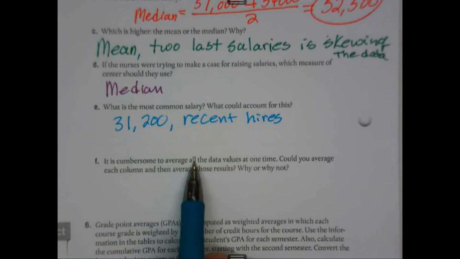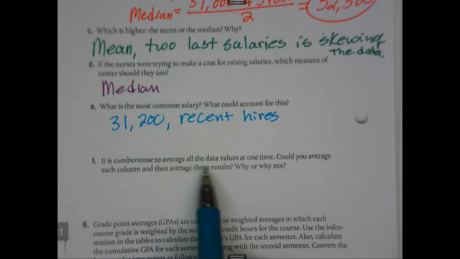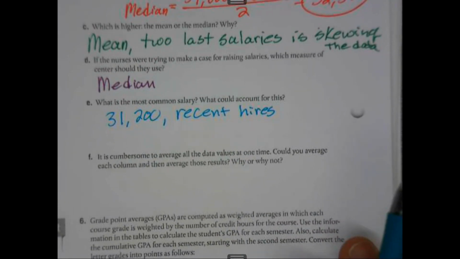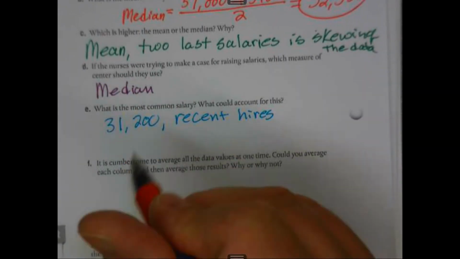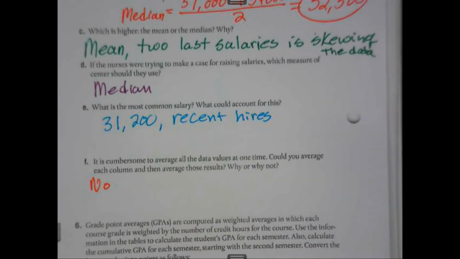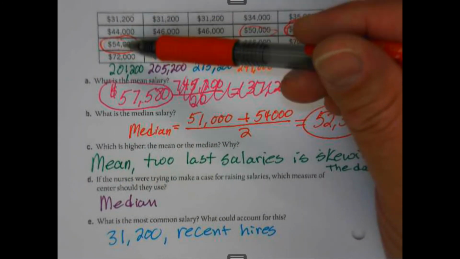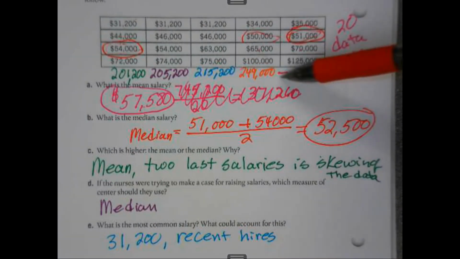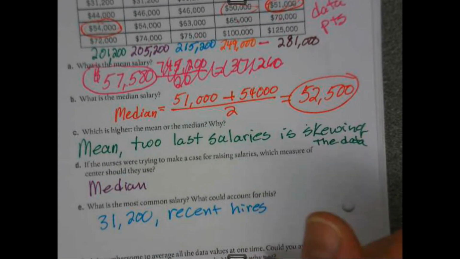It is cumbersome to average all the data values at one time. Could you average each column and then average those results? Why or why not? No, you cannot for the mean, and I'll tell you why. Because you will be missing those outliers in the mean. It minimizes those outliers the way that they tell you to do it.